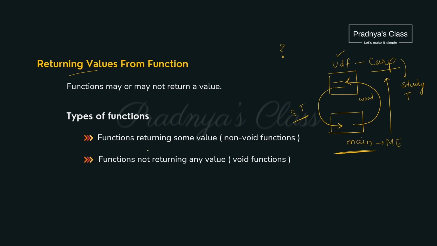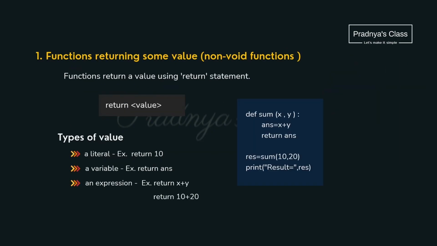Some function will return value, some function may not return value. Ideally, we send back the value to the main. So let's understand, if you want to send back value to the main program, how we do it. For that we will be using return statement. After return we will be writing value. It can be constant, it can be a variable or it can be an expression also.